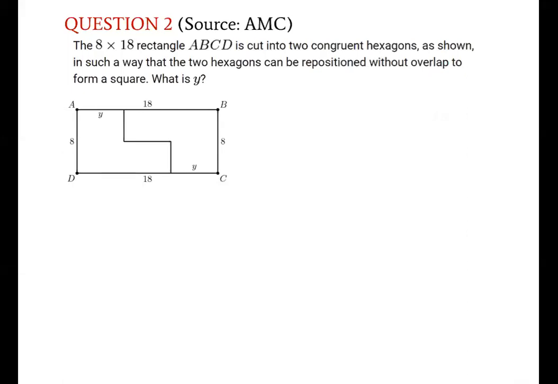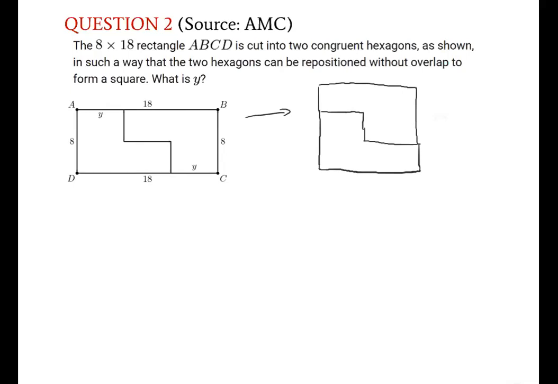Okay, so question 2, we want to find what y is, and the problem says that these hexagons, the L-shaped things, can be repositioned so that they can form a square. And basically what it's saying is that it can be reformed so that it'll look like this. So in this picture, this is a square, by the way.